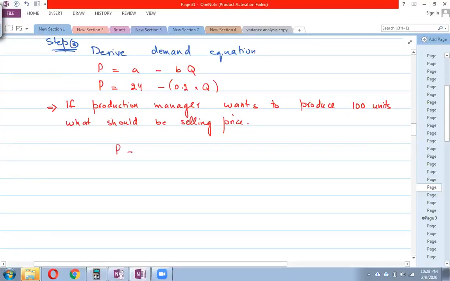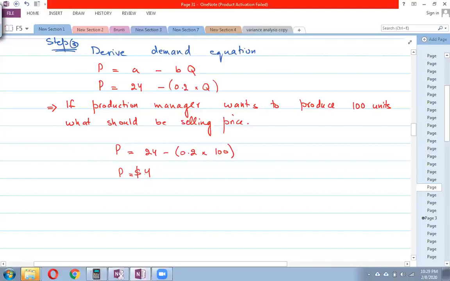So you can say P is equal to A, which is 24, minus 0.2 multiplied by, instead of quantity, we're going to write 100. So what should be the suitable selling price? Can you find me the suitable selling price? What should be the price? What do you think? Anyone? Can you give me a suitable selling price? Is it 4? Thank you very much. If you want to sell 100 units, this should be the price.